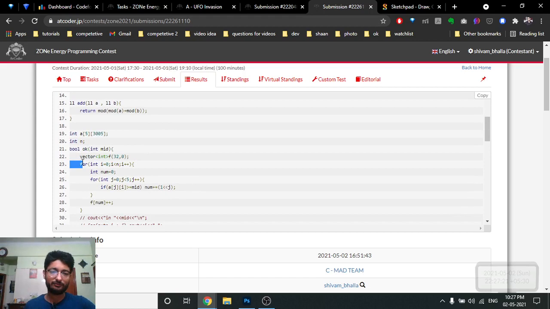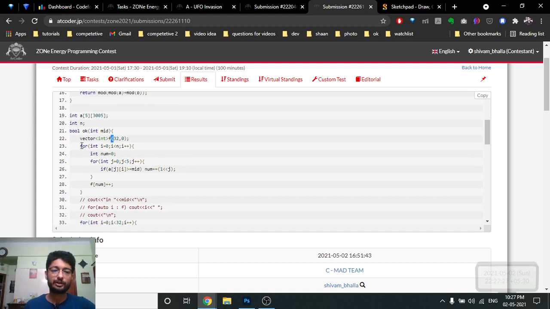We make a frequency vector for storing the numbers from 0 to 32, because that's the possible answer. Then iterate over every possible person from 0 till n and make their mask. So num is 0, and iterate over all the possible categories. If the ith category is greater than mid, then add that particular bit in num. This makes the mask for that particular person, and then add that mask into the frequency map.